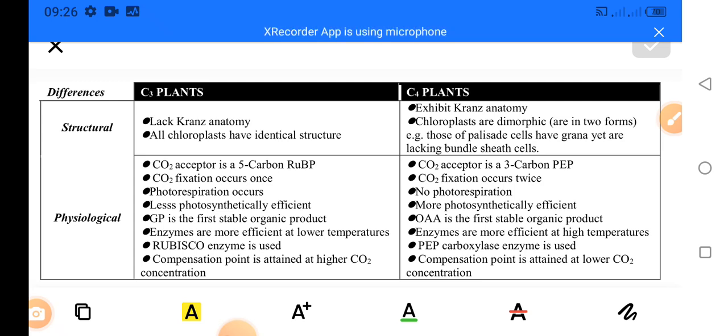Now let's begin with the structure. We are saying that C3 plants, for them they lack the Kranz anatomy, while the C4 plants, for them they are having what we call the Kranz anatomy. I talked about this one. Then another point, all chloroplasts have identical structures in C3 plants. Then in C4 plants, we are seeing that chloroplasts are dimorphic. Dimorphic means in two forms. Di means two. Morphic, shape, forms. E.g., those of the palisade cells have grana, yet are lacking in the bundle sheath cells.